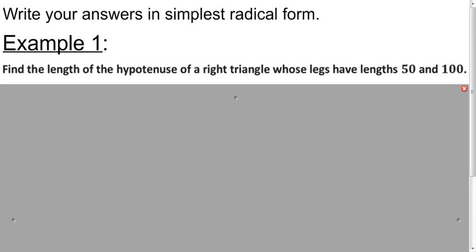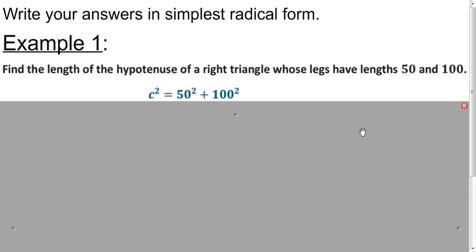So now let's solve some problems using the Pythagorean theorem. And we want to write our answers in simple radical form. So we don't want to round decimals. We want to keep radicals in our answers. So find the length of the hypotenuse if the legs are 50 and 100. Try to solve that on your own, and I'll show you my solution.